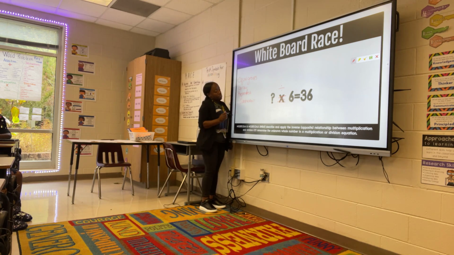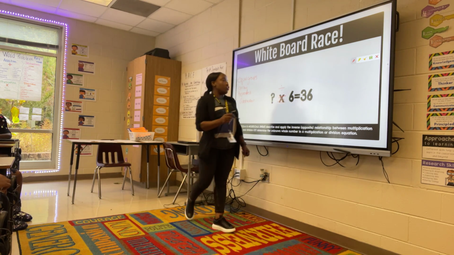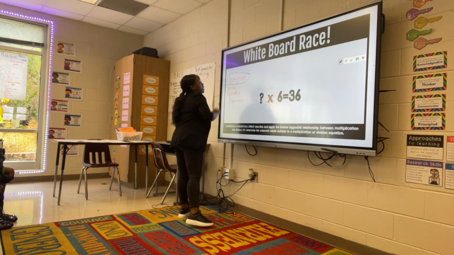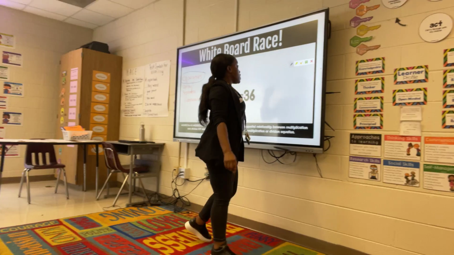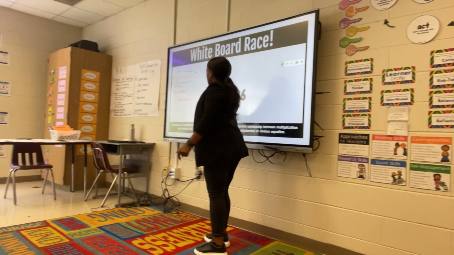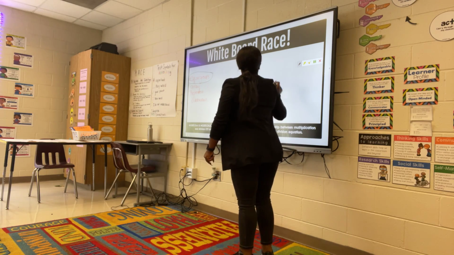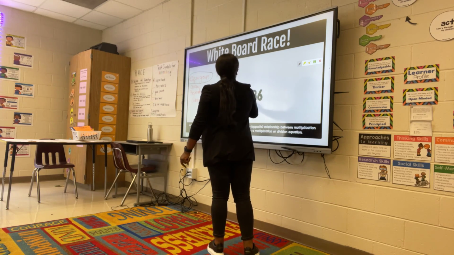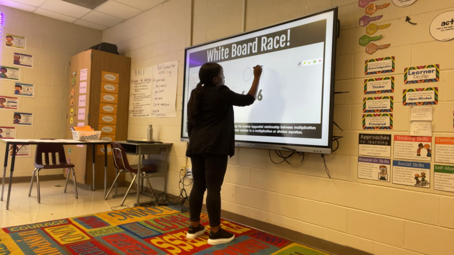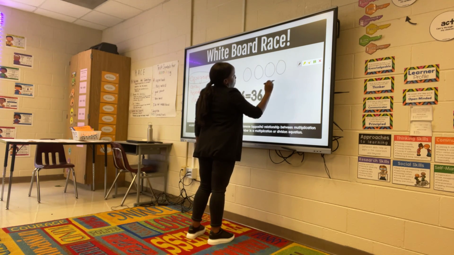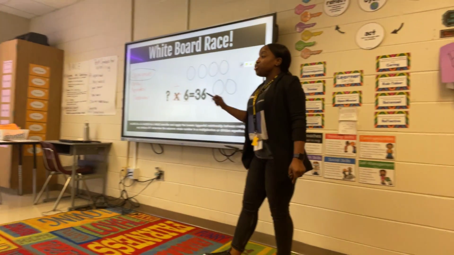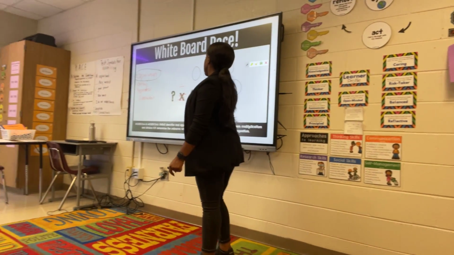All right, so Miss Perkins is going to use equal groups because she likes that one, okay? That's a strategy I'm going to use to find the quotient so I can find out what my missing number is. So I need to do 6 groups. 1, 2, 3, 4, 5, 6. And I need to equally distribute 36 to each group.